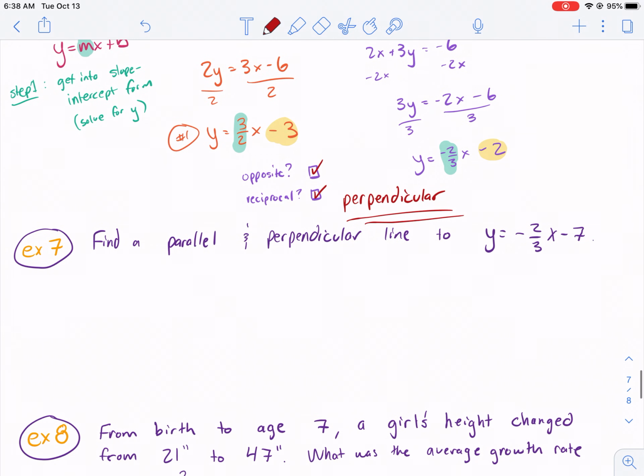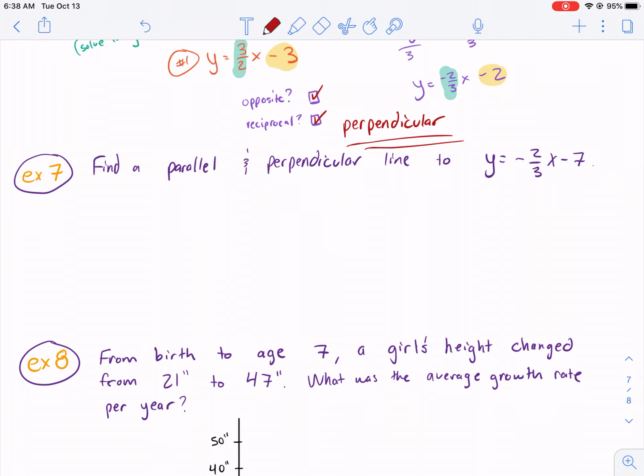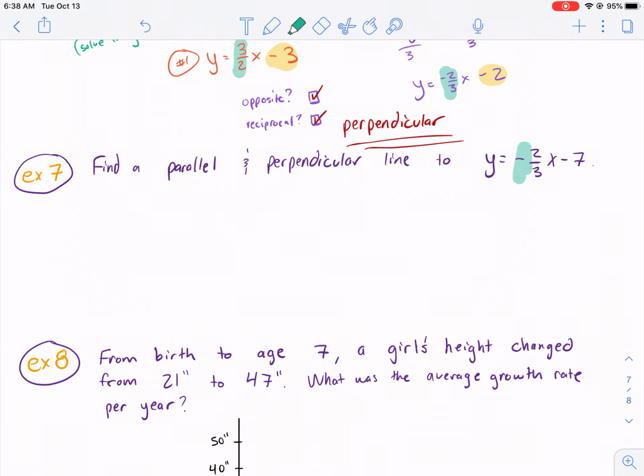Find a parallel and perpendicular line to y equals negative 2/3 x minus 7. Okay. Now, the first thing we need to know, do we need to know about the slope? I almost gave it away. Do we need to find out about the y-intercept? No, we don't care about the y-intercept. The only thing we're really interested in is the slope. So here's our slope.